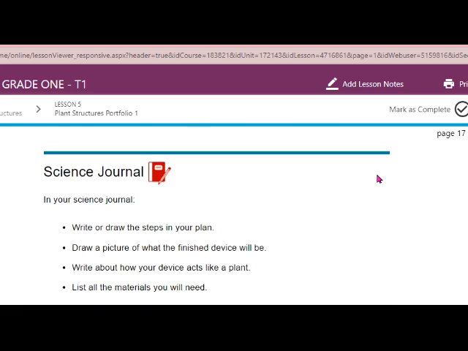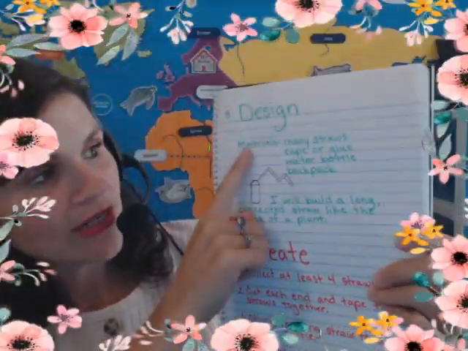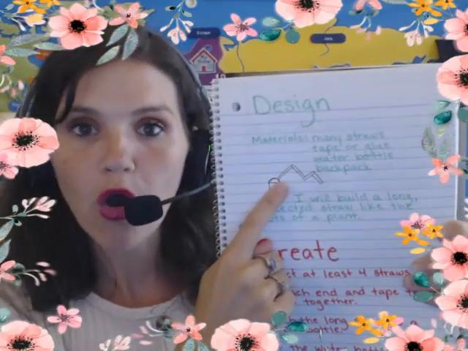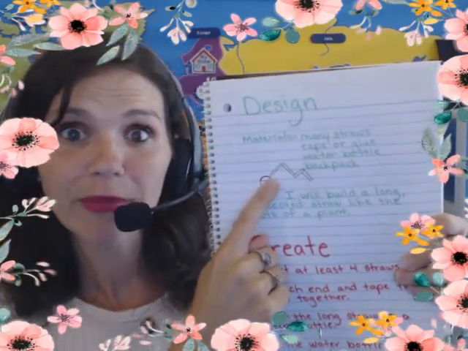So here's what I've got in my science journal. For design, I wrote the materials first. I decided I was going to make a really long straw, kind of like the root system of a plant, right?